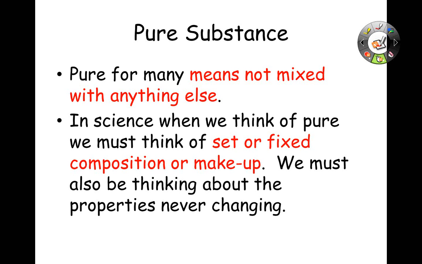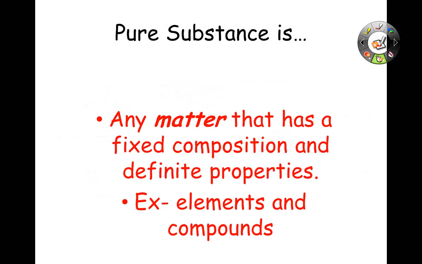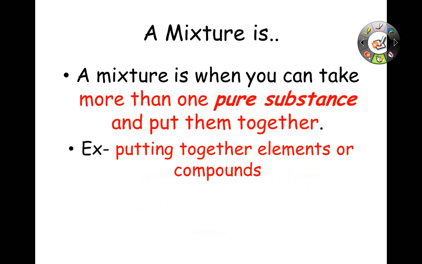Like when I said water, water is a compound, yes, but when it's by itself, it's fixed. It's got a certain amount of hydrogen and a certain amount of oxygen. That's what makes water. Any matter that has a fixed composition and definite properties. Elements and compounds can be pure substances. Once again, elements and compounds can be pure substances. A mixture is when you take more than one pure substance and put them together. You're making a hybrid, so to speak, putting together elements or compounds.